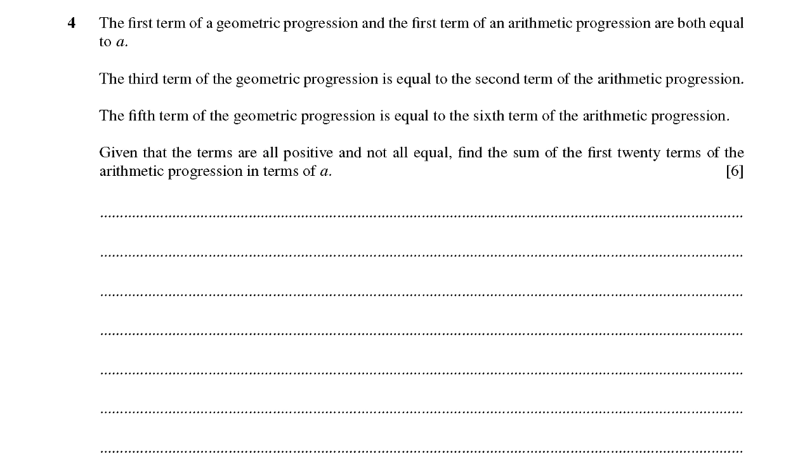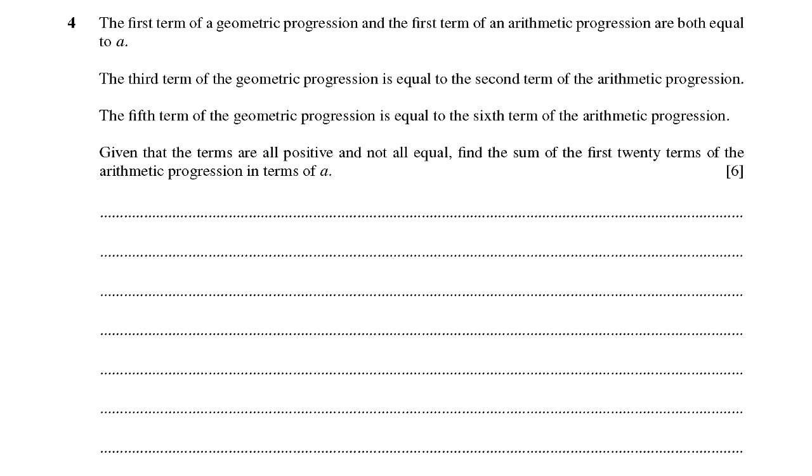The first term of a GP and the first term of an AP are both equal to A. Makes sense. The third term of the GP is equal to the second term of the AP, and the fifth term of the GP is equal to the sixth term of the AP. Given that the terms are all positive and not all equal, find the sum of the first 20 terms of the AP in terms of A.